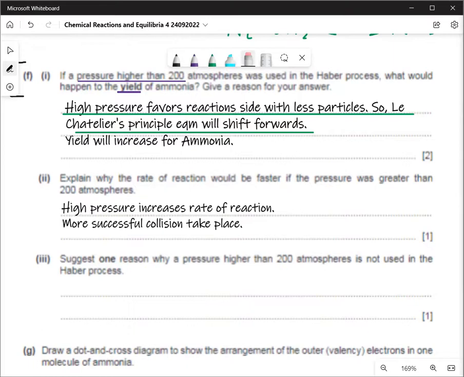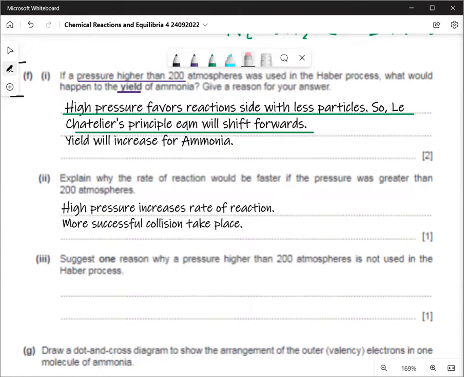Okay, so they're asking about the rate of reaction. Explain why the rate of reaction would be faster if the pressure was greater than 200 atmospheres. They are asking what would be the rate of reaction if the pressure became greater than 200 atmospheres. If pressure increases, what will happen? We will say that if the pressure increases, the rate of reaction will increase. Why? Because more successful collisions take place.